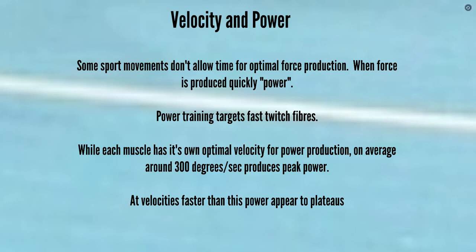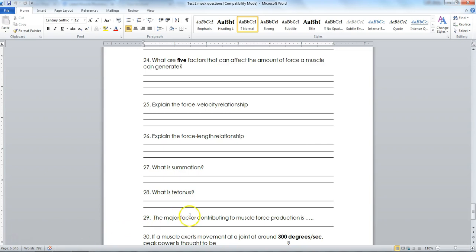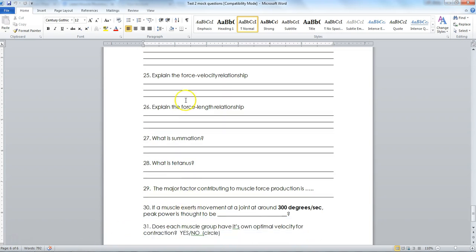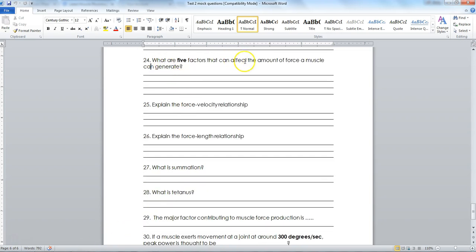Alright, so we should be able to finish off this last couple of questions, and that is us done. The last of the 5 factors that affect the amount of force a muscle produces is the speed of contraction. And we'll explain it here. We start by saying each muscle has an optimal velocity for contraction.